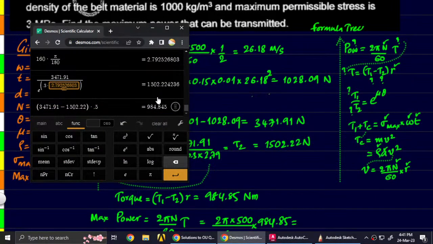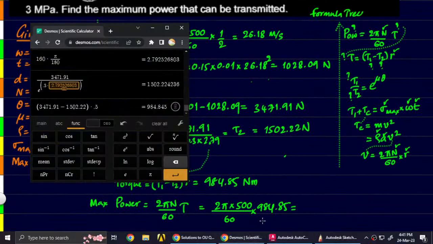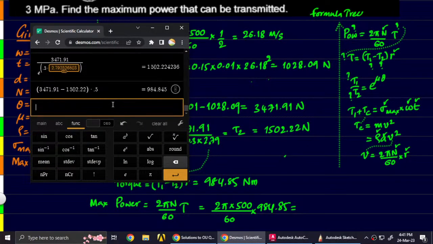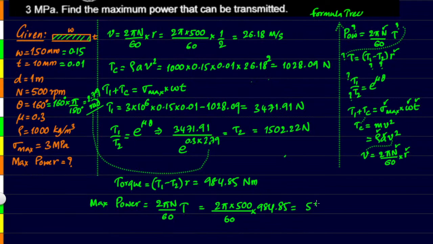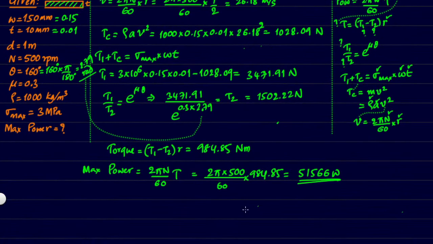Okay, so 2 into pi into 500 into 984.85 divided by 60. Wow, 51566. So this we will get in watts. So if you want to convert this into kilowatts, we will get it as 51.57 kilowatts. So this is the maximum power.